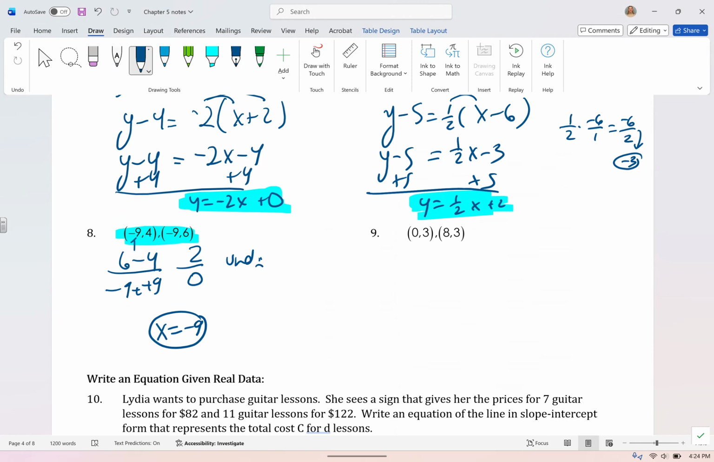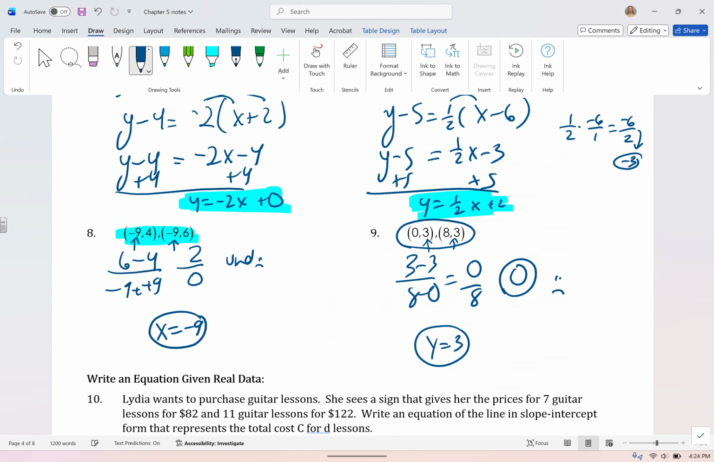So notice the x coordinates are the exact same. On this one, you do 3 minus 3 over 8 minus 0. You get 0 over 8, which is 0. Oh, wait a minute. If the slope is 0, you have to look at the points. Do you notice both of the y coordinates are 3? So that would be y equals 3. If the slope is 0, it's Hoy. Horizontal lines have a slope of 0 and they're y equals. So notice the y coordinates are the same.